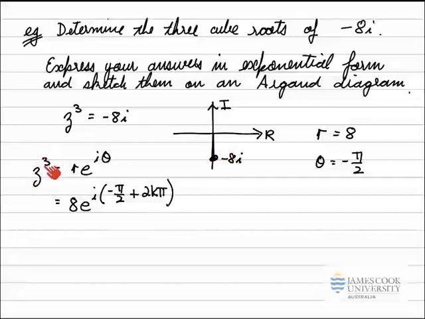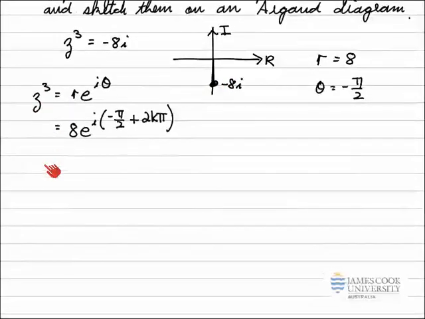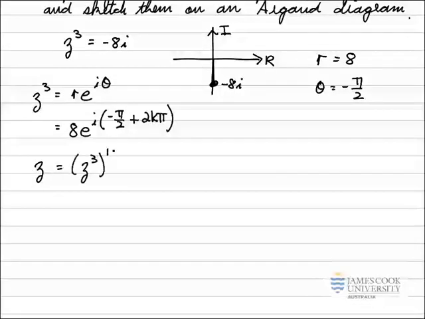Now we use de Moivre's theorem to find z by itself. So de Moivre's theorem says to find z, we take z cubed and we need to raise that to the power of 1/3. De Moivre's theorem says then we'll raise 8 to the power of 1/3 and we'll multiply the angle, the argument, by 1/3. So 8 raised to the power of 1/3 for starters, we'll just write like that. And our angle e to the i minus pi on 2 plus 2k pi is multiplied by 1/3.